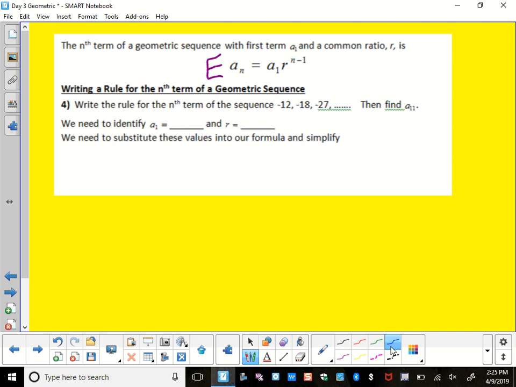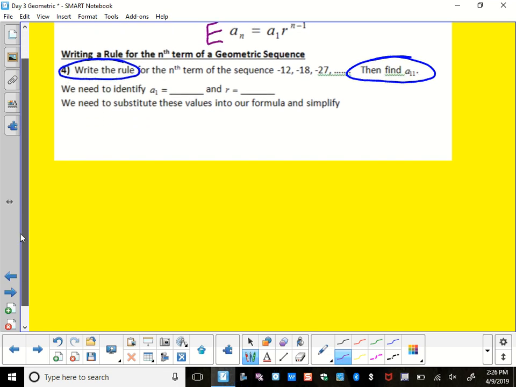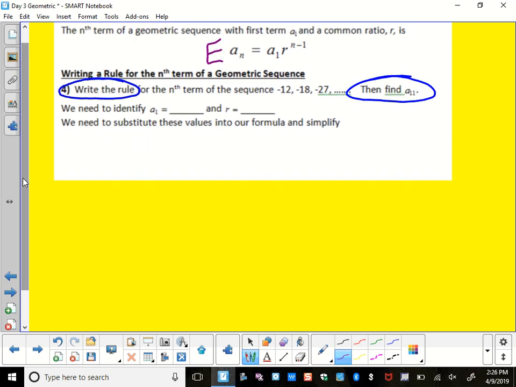Alright, so it says, writing a rule for the nth term of a geometric sequence. Write the rule for the nth term of the sequence and then find your 11th term. So these are my 2 things that I have to do. It says first we need to identify our first term. What's the first term here? Negative 12. And what's my ratio?